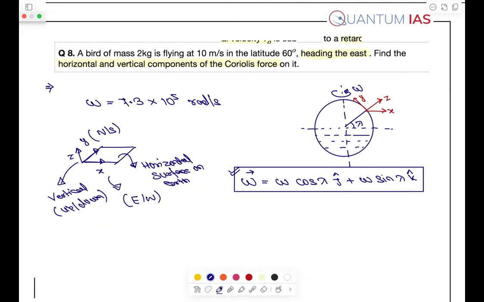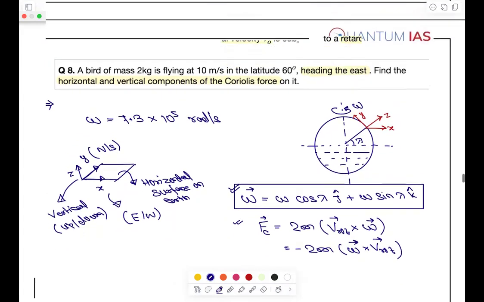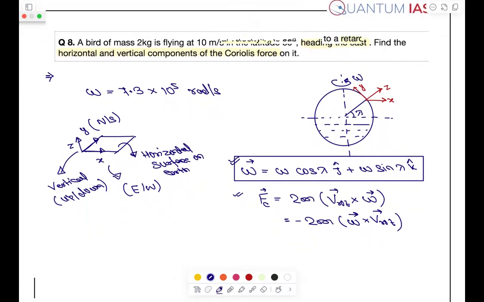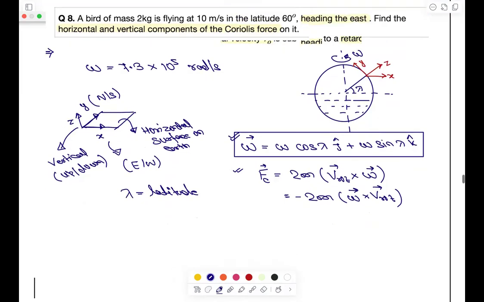Now what next? Formula you know that the F Coriolis is what? How you define? It is 2m v rotational, that is the velocity of the object with respect to the rotating frame into the angular velocity of the rotating frame. Or you can write it as minus 2m omega cross v rotational. जो भी पसंद है तुम्हें, you can use. So this is the second formula. I hope you know that. Now apart from that, what you have to do here, that lambda is your latitude. Now these information we have.